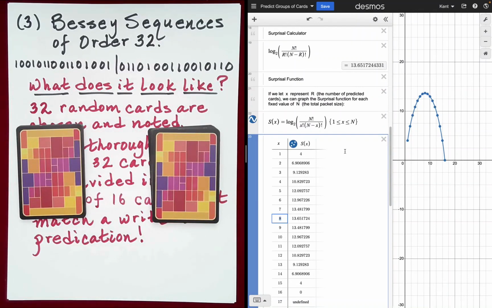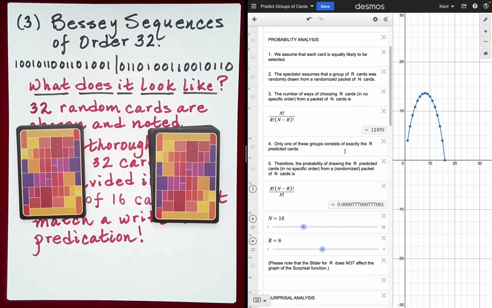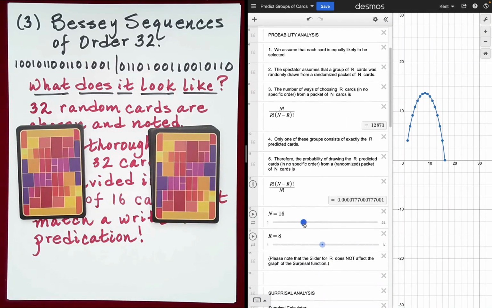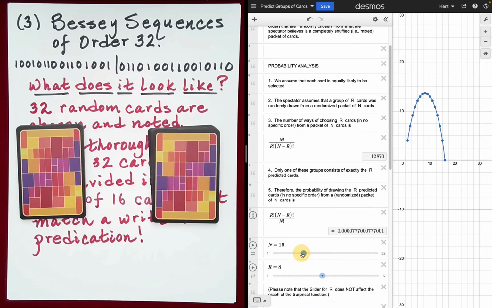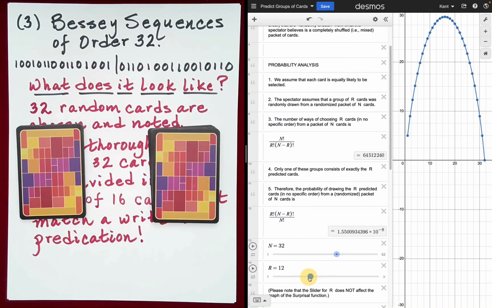Okay, so what is the surprisal value for this particular routine? Well, let's come back to our Desmos activity here. Okay, so what we'll do is we'll use the sliders and we'll move the first slider over to 32. And then we're selecting, quote, 16 cards at a time because we divided the 32 cards into half, 16 cards in each. So how many combinations are there of 32 objects taken 16 at a time? Well, it's 601,080,390.